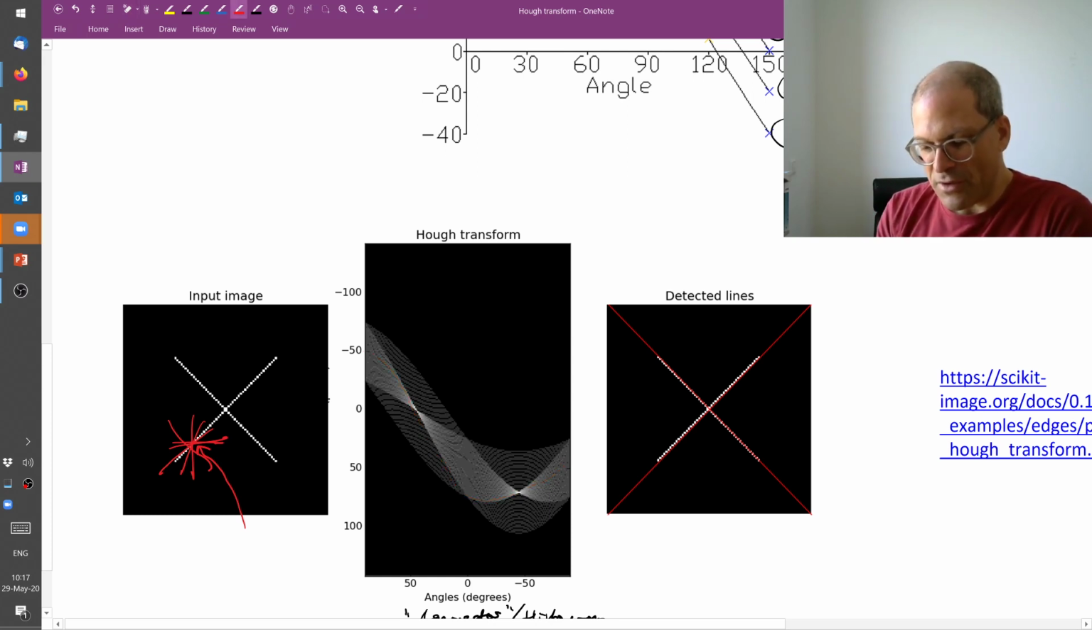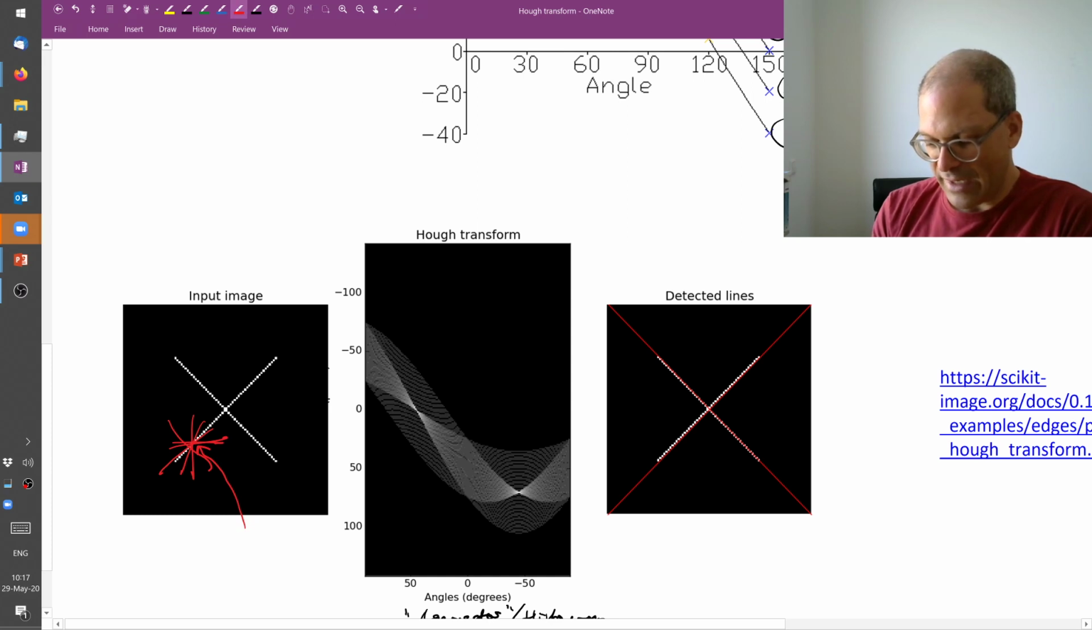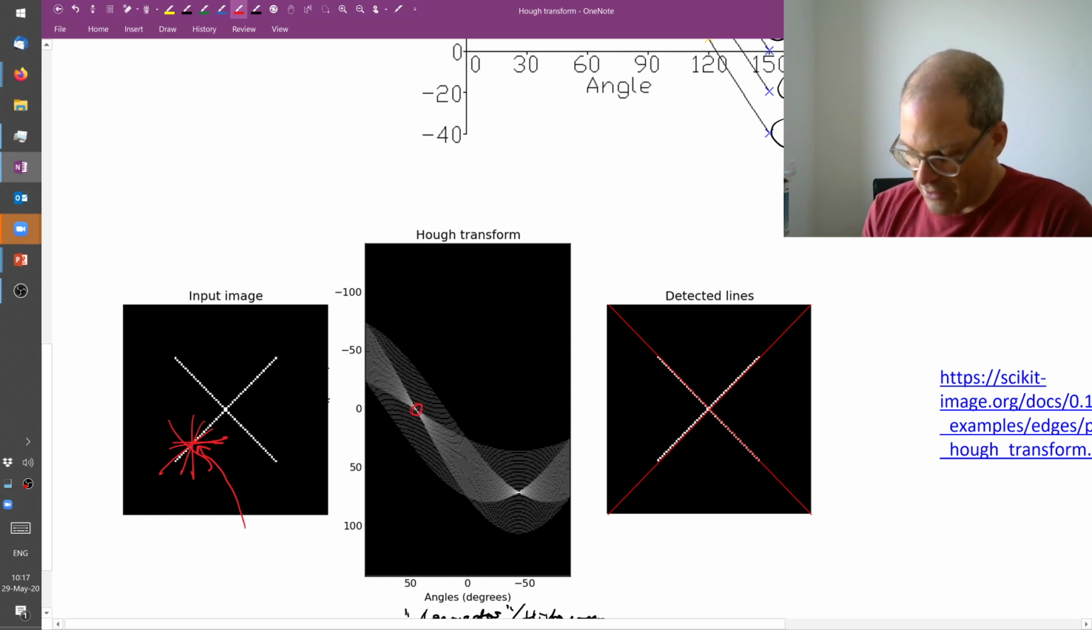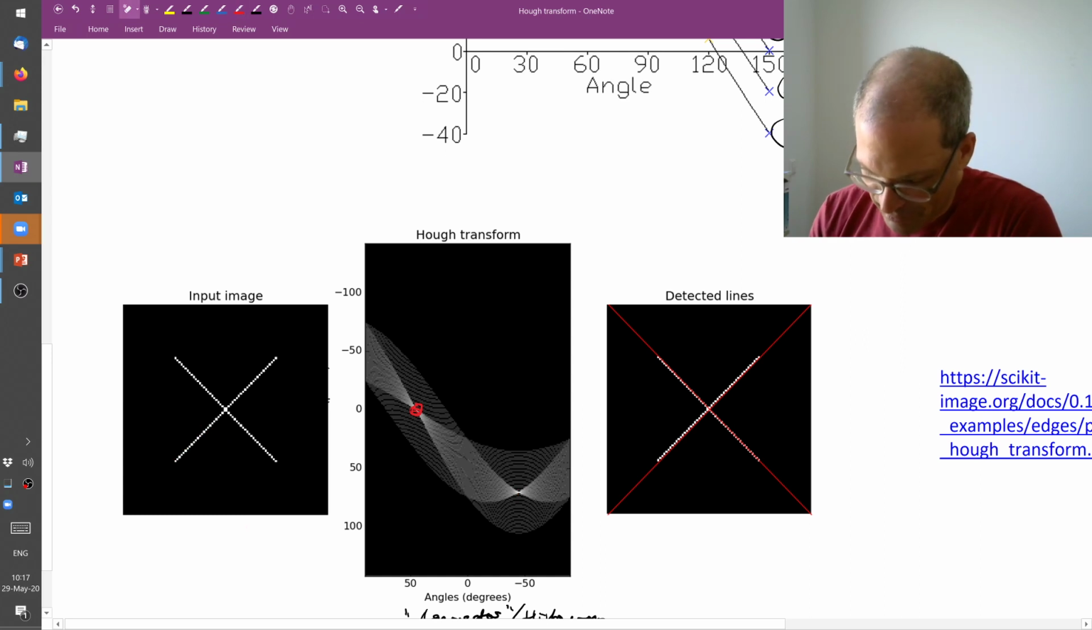Now, if we do the same thing for all of the foreground points in this image here, we get lots of sinusoids, and in this example where there's no noise, they all intersect here and here, or half of them intersect on the left, half of them intersect on the right, and these correspond to the two lines that we found. So let's do this maybe with more colors.